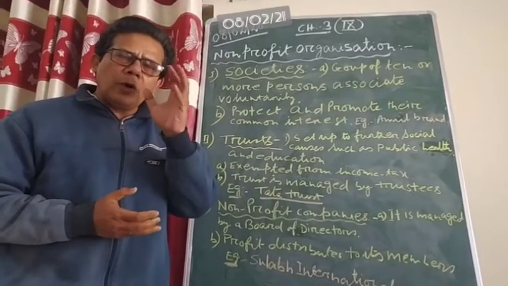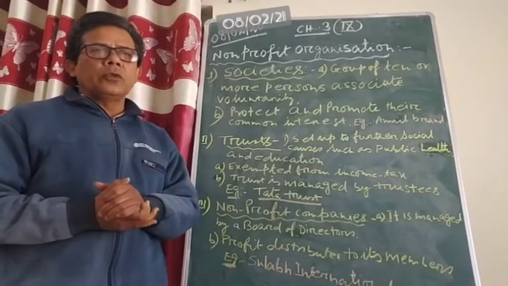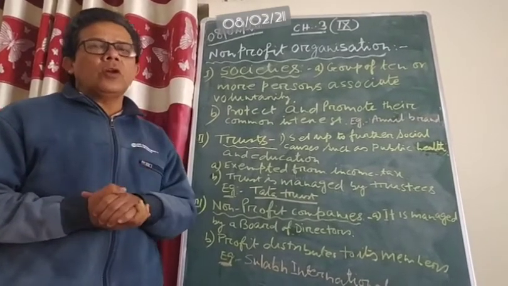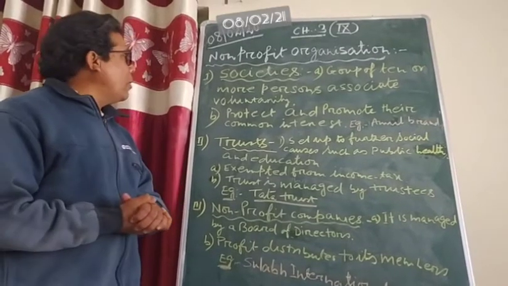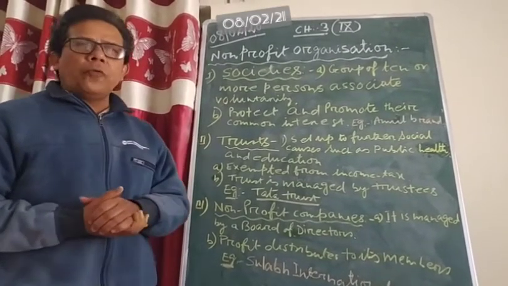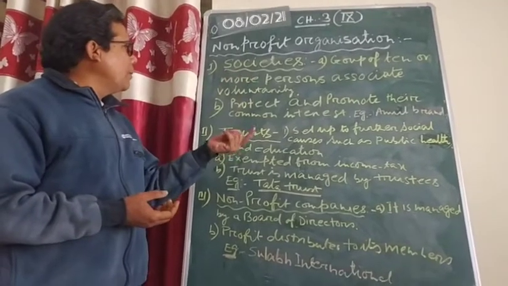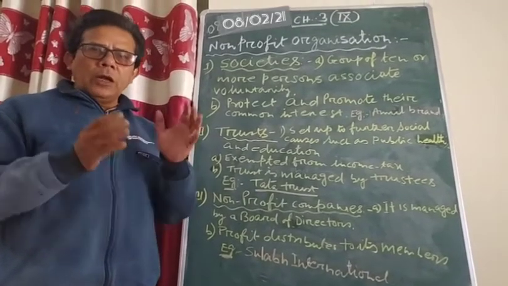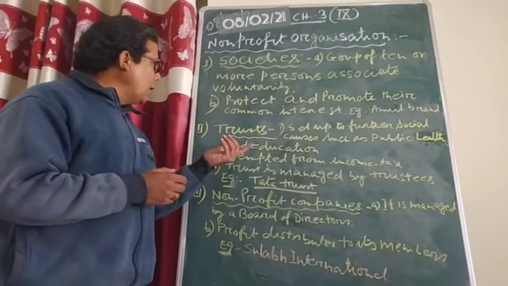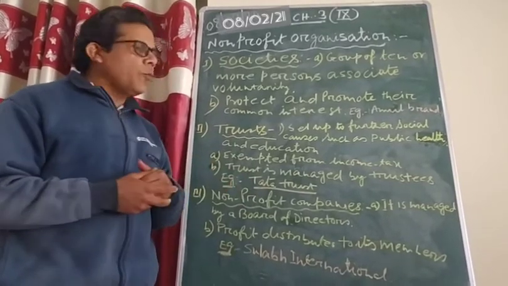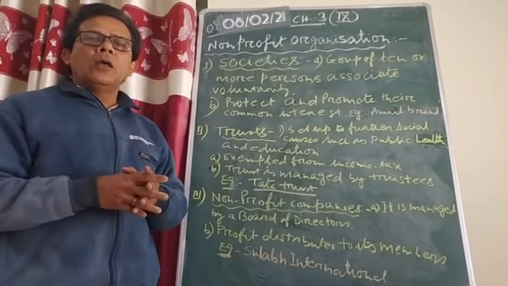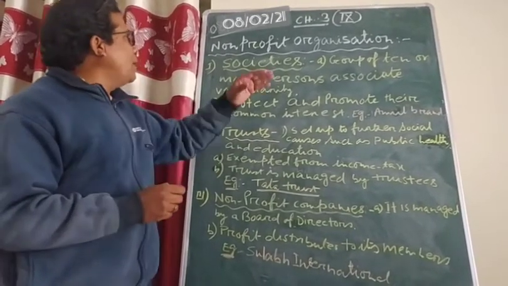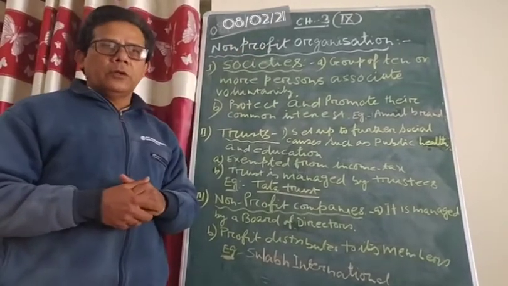Now, first you must know what all things you have to study from here. As per the reduced syllabus, you have to learn the meaning of non-profit organizations, and the three types of non-profit organization, that is society, trust, and non-profit companies. Then you have to learn what a society is, what a trust is, what a non-profit company is, and minimum one example of each of these three. So first I am coming to non-profit organization.